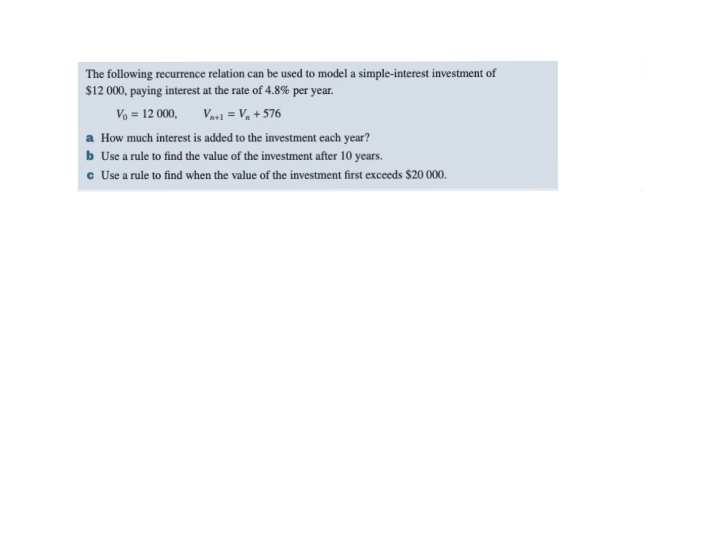Let's do this one. The following recurrence relation can be used to model simple interest of an investment paying 12,000. So there's V0 at 4.8, so there's my R. Now, the first question is, how much interest is added to the investment each year? Now, you don't have to calculate the D, because that is the D, but why don't I have to calculate it? Can I see it? Yeah, it's there. What is it?